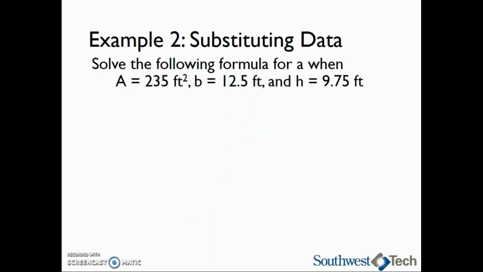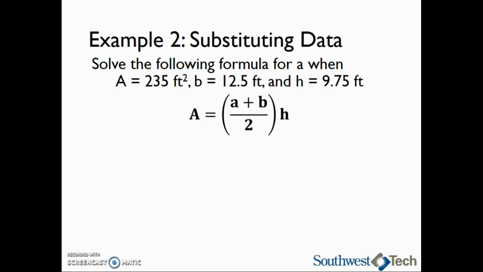Let's take a look at one more example. Solve the following formula for lowercase a when capital A equals the quantity, lowercase a, plus b divided by 2 times h, where capital A equals 235 square feet, b equals 12.5 feet, and h equals 9.75 feet.